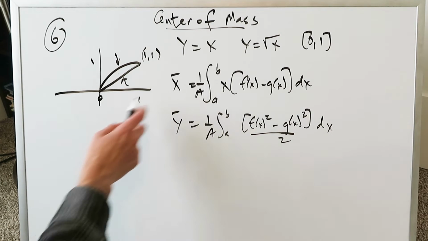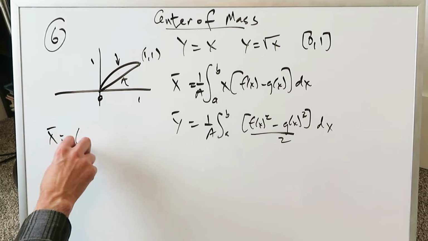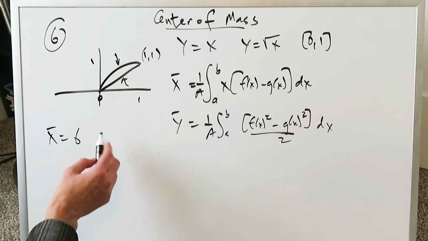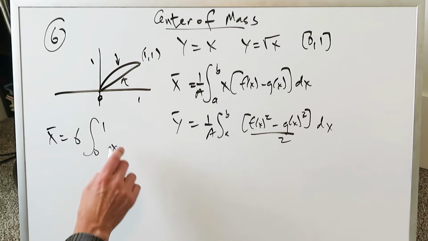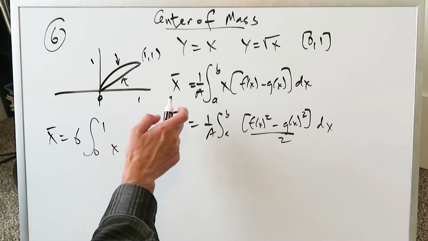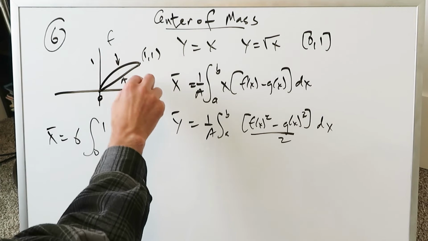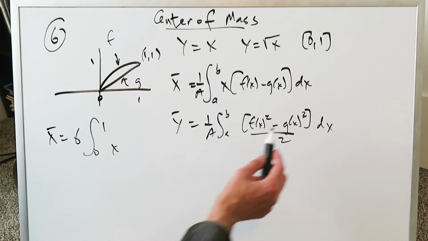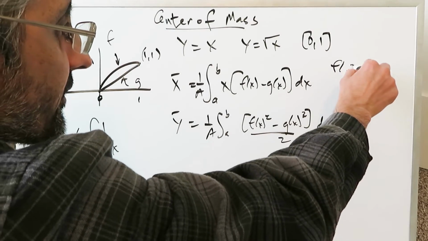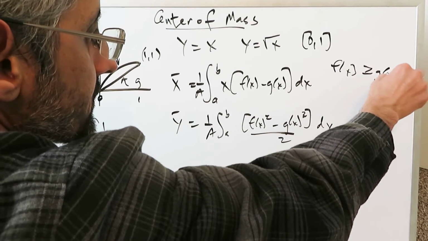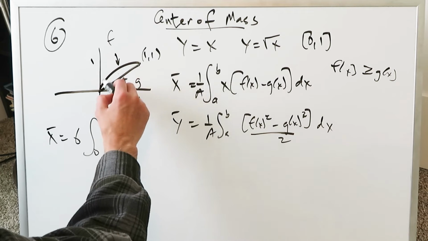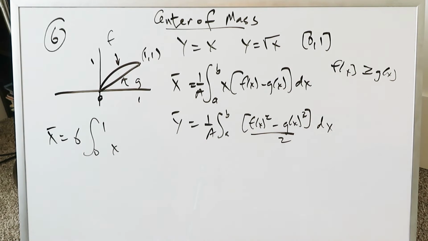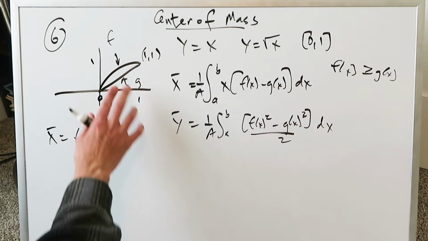Let's do the x value right here. You know you have a 6, which is 1 over A, 1 over 1 over 6. From 0 to 1 you have x times (f of x minus g of x). This right here is my f, here's my g. Top boundary, lower boundary, you should go with that. You always want to remember this part right here: the f of x should be greater than or equal to g of x. Indeed, root x is greater than g of x. In terms of what you see, just graphically, it's higher and larger in terms of its outputs.